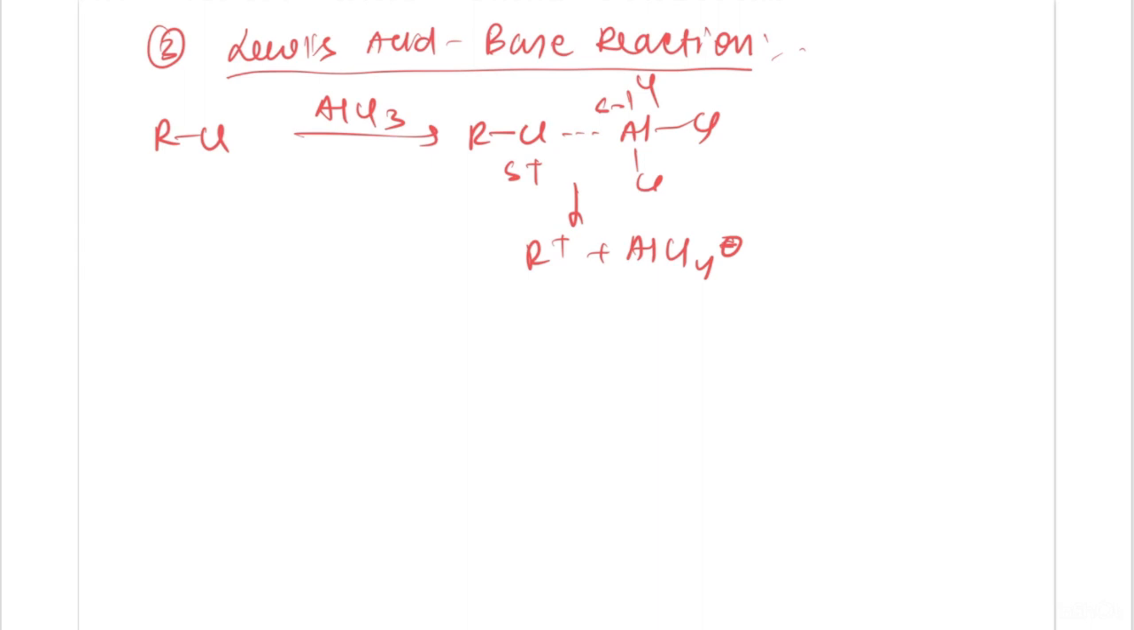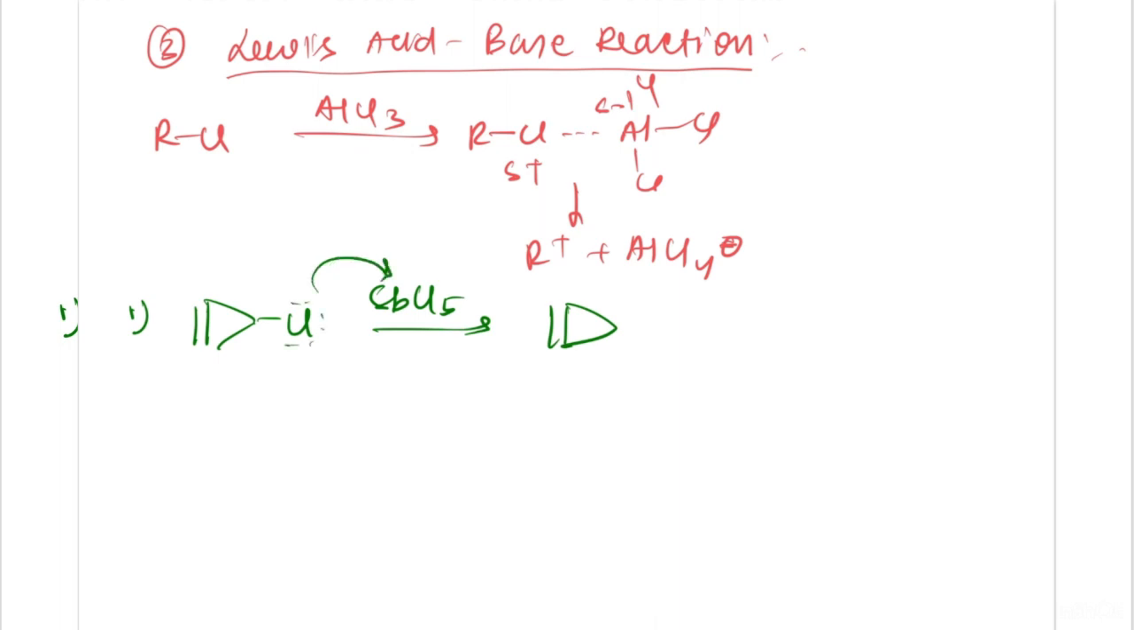So first we have Cl. When we react with SbCl5, it will lose the chlorine towards the SbCl5 and it will form SbCl6 minus.